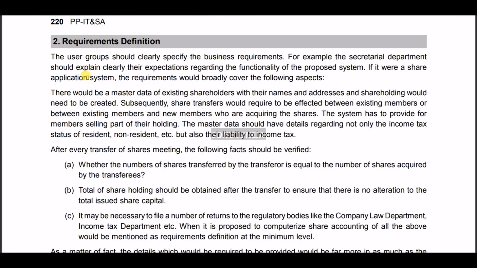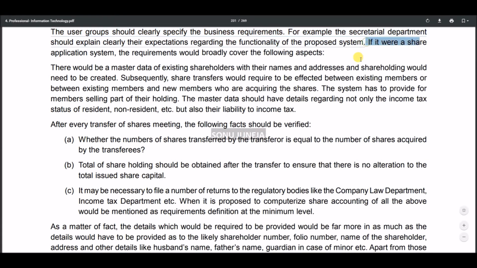Now then, the requirement definitions. The user group should clearly specify the business requirement. For example, the secretarial department should explain clearly its expectation regarding the functionality of the proposed system. If it were a share application system, the requirements would broadly cover the following aspects.